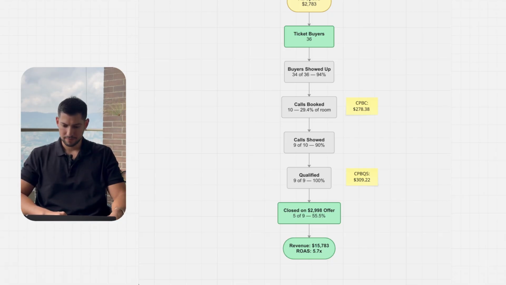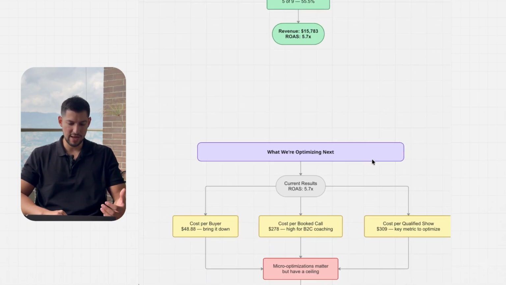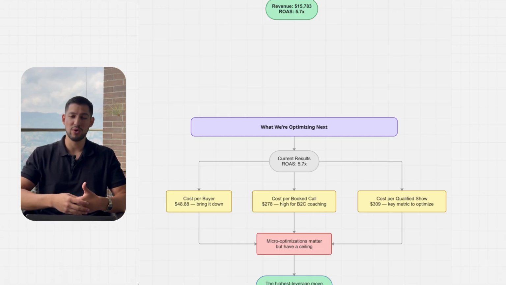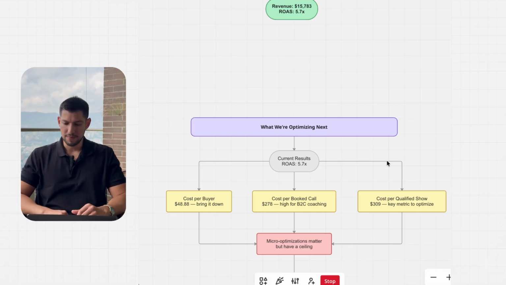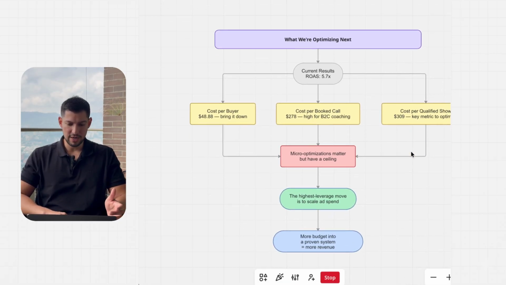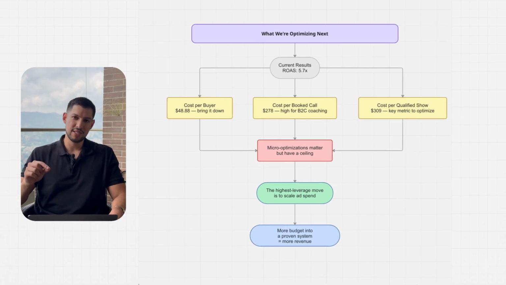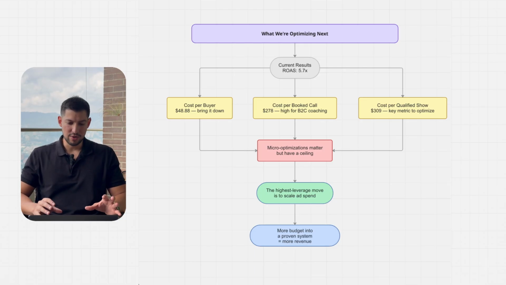So I do want to always be transparent and self-reflective on what we need to improve on, what we're working on next. If you're curious about that, that's what I'm going to cover right now. So 5.7x ROAS is a great result. I'm not going to say it's not. Now this is a relatively low ad spend, so as we scale this up, that ROAS is going to go down. And although these numbers are profitable, there are still a few things I want to work on.